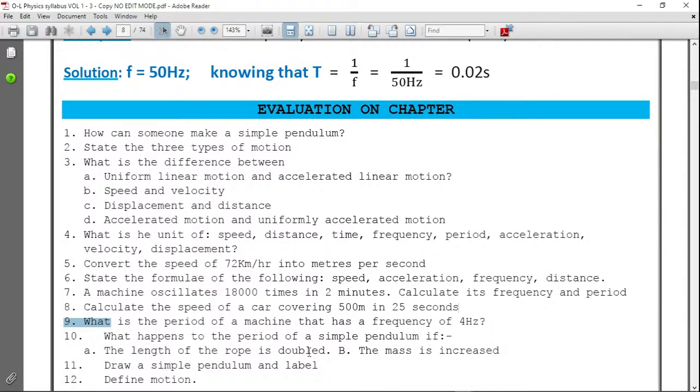As we said, the period, what happens to the period of a simple pendulum if the length is doubled? You said the period of a simple pendulum depends only on its length, right? Or the frequency depends only on the length. So if the period is doubled, what happens to the length?